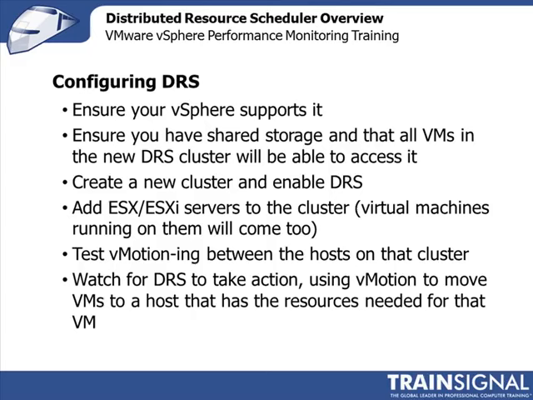The basic process is to create a new cluster and enable DRS on the cluster, and then add your servers to the cluster, and then, of course, the running virtual machines on those servers will come along with them. You'll need to test vMotioning between the ESX hosts on that cluster to ensure that you've met all the requirements and that vMotion is compatible from one host to another. Once DRS is enabled, you should be able to sit back and watch for DRS to take action using vMotion to move virtual machines to a host that has the resources needed for that virtual machine.